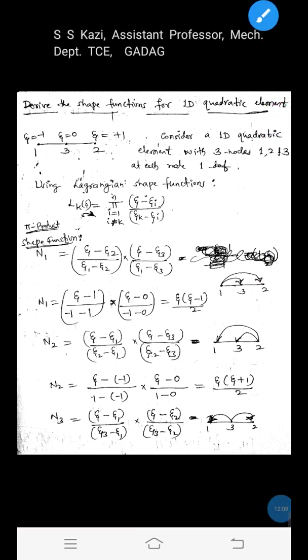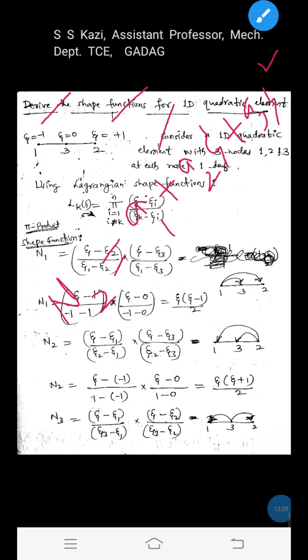Here n2 also can be found out by using the same method, that is a1 plus a2 zeta plus a3 zeta square. After that, you substitute the conditions for n2 at nodes 1, 2 and 3. At node 1, n2 is 0 and zeta is minus 1. If you substitute, you will get one equation. At node 2, n2 is 1 and zeta is plus 1. If you substitute, you will get the second equation. At node 3, n2 is 0 and zeta is 0. If you substitute, you will get the third equation. After solving those 3 equations, you will get a1, a2, a3. By substituting back into this equation, you will get n2.